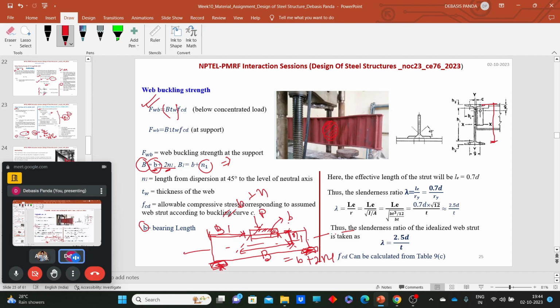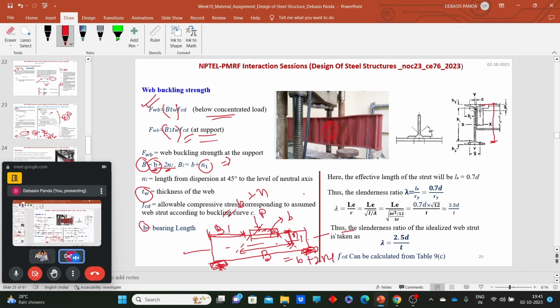So if we can calculate B, N1 and TW, which are also given for specific sections, then we can calculate the web buckling strength under the concentrated load as well as at the support. That is nothing but the area and FCD. What is that FCD? The design compressive strength. Now the thing is how we can calculate the FCD value. When we designed compression members, we calculated the value, or we learned how to find out the value of FCD.